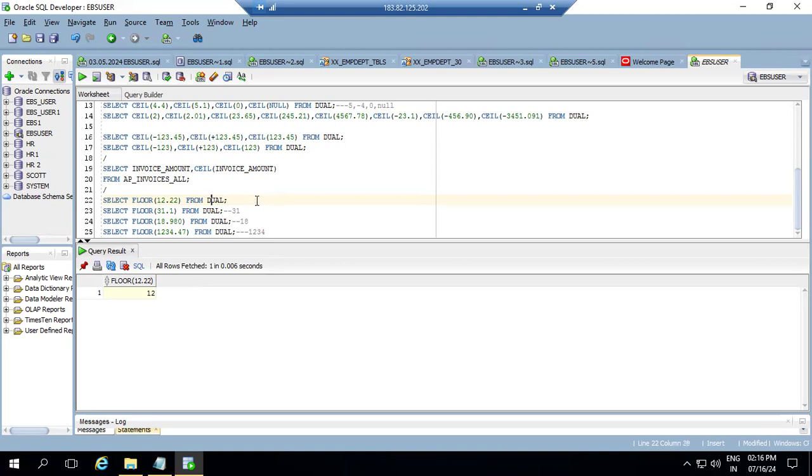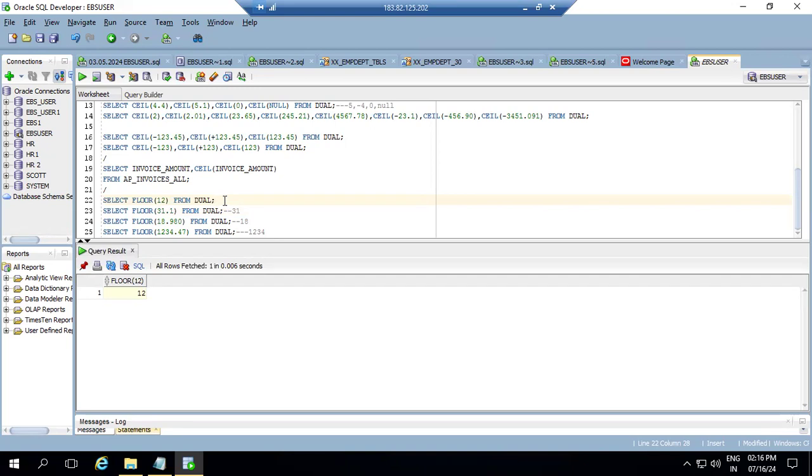So in case I enter just 12 over here, without the decimal, how will it consider it now? It will consider it as 12 only.